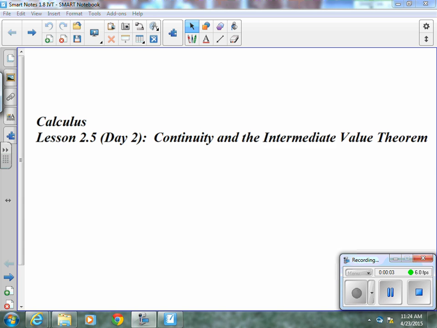Today we're going to continue our discussion about continuity. We're also going to discuss a well-known theorem that you did touch on in pre-calc called the intermediate value theorem.